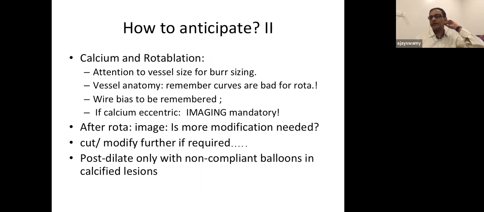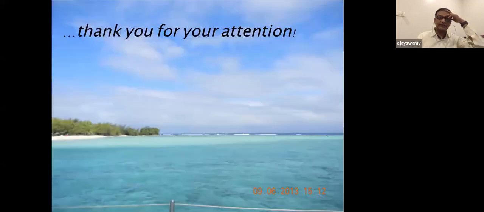So our strategy is to go in with the rota, image once, and then see if we have done an adequate job or whether we need to do some more. If more modification is required, you can always do more. You can cut and then go back in with the rota again, upsize the burr, use non-compliant or high pressure balloons, etc. Post dilate only with non-compliant balloons, especially in calcified lesions.